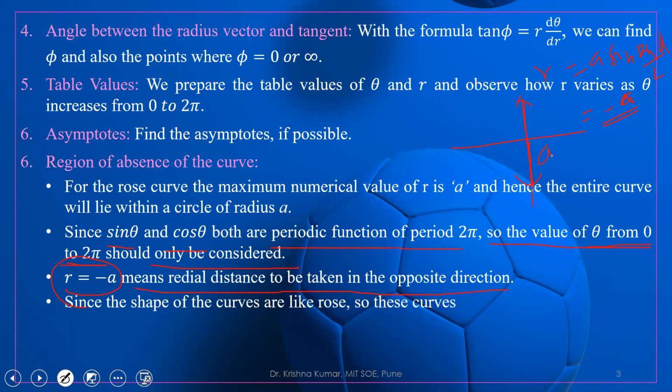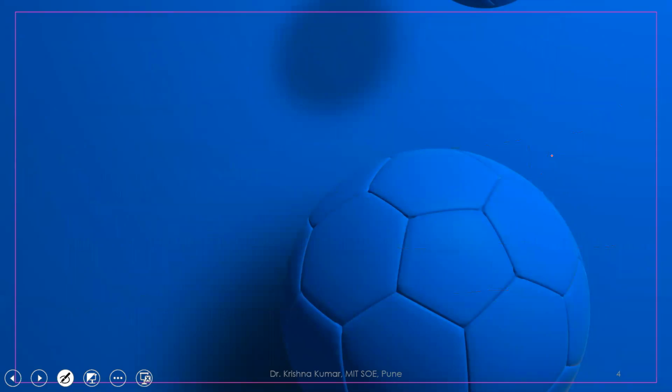Since the shape of the curves is like a rose, these curves are known as rose curves. Let us try to trace the first curve. Example 1: trace the curve r equal to A cos 2 theta. If you want to trace this curve, what is the first point? The first point is symmetry.